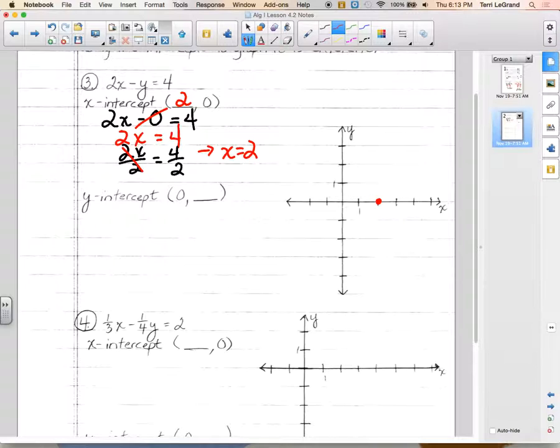Okay, now let's do our y-intercept. In our y-intercept, we're going to put 0 in for the x. So it's 2 times 0 minus y equals 4. We're going to cross that out. That subtraction sign now becomes a negative sign on our y.